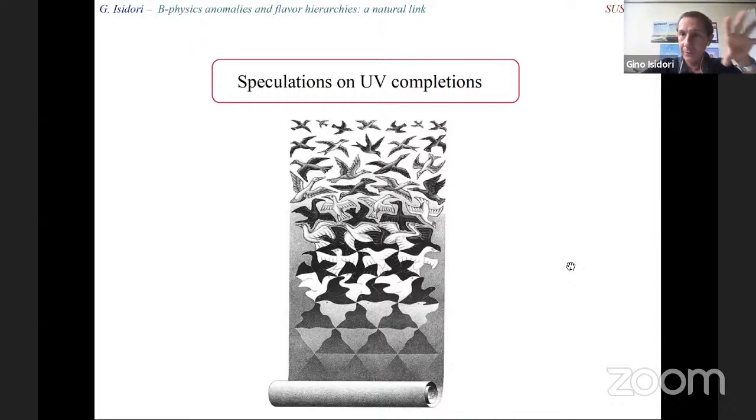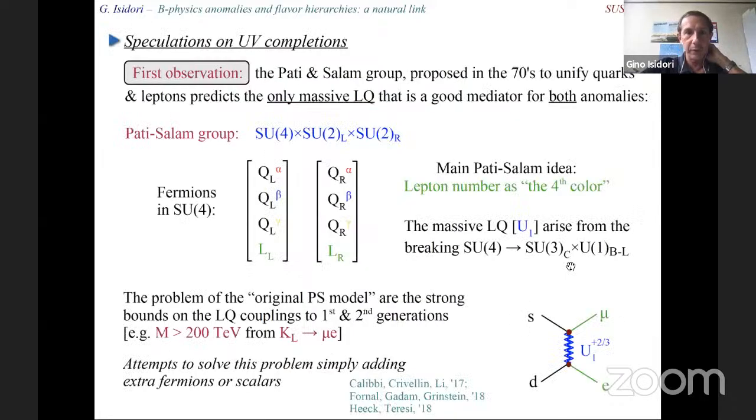Clearly, this is a vector leptoquark. So a vector leptoquark requires a UV completion because it's a massive vector field. But there is a very nice UV completion, which is a Pati-Salam, or better, Pati-Salam-like model. Let me first recall what Pati-Salam is.